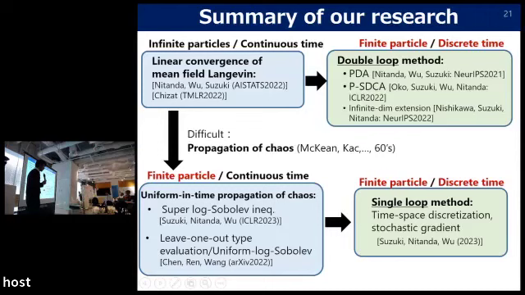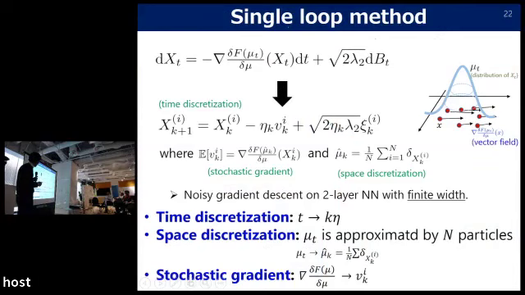But the analysis of a single loop method is very difficult, because there is a theoretical difficulty called the propagation of chaos. I think the French mathematicians are very strong at this problem, and they have a long history with the propagation of chaos. But last year there was some theoretical development, and we can obtain a convergence result for a single loop method. In the last few minutes, I give just an overview of the bound for a single loop result.